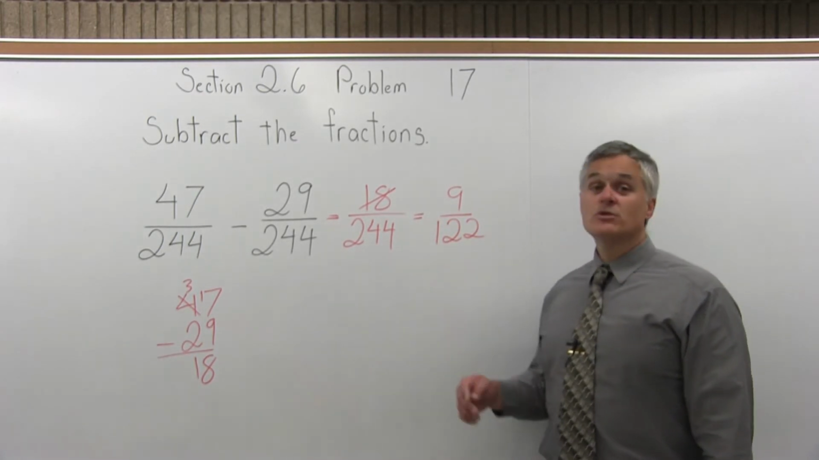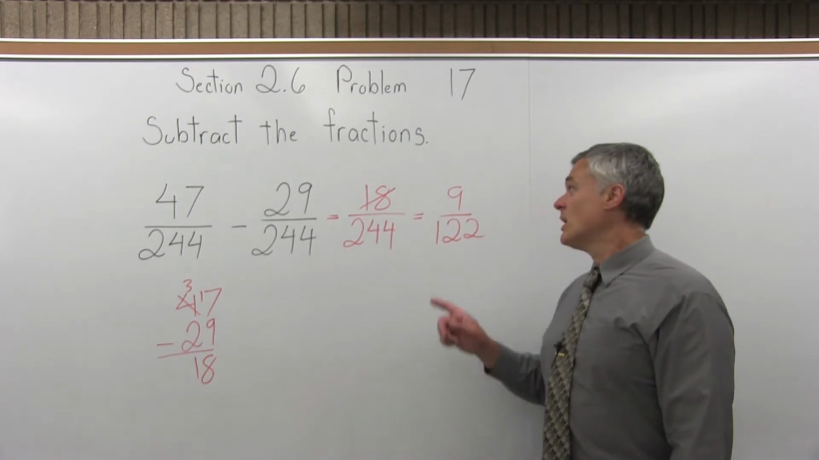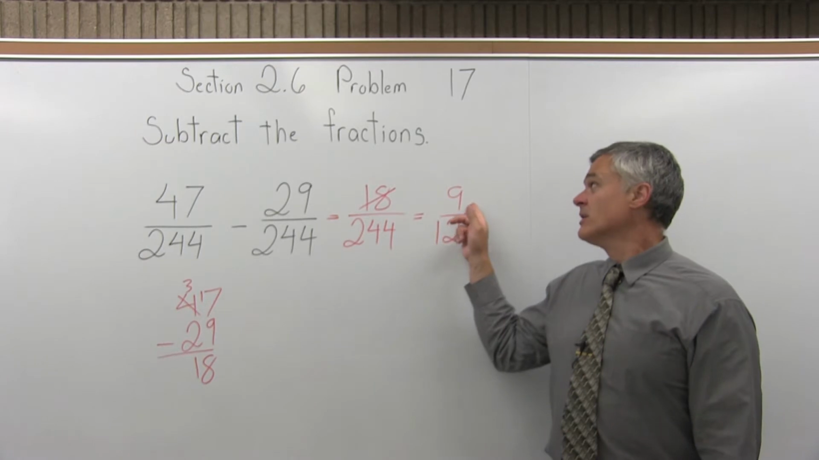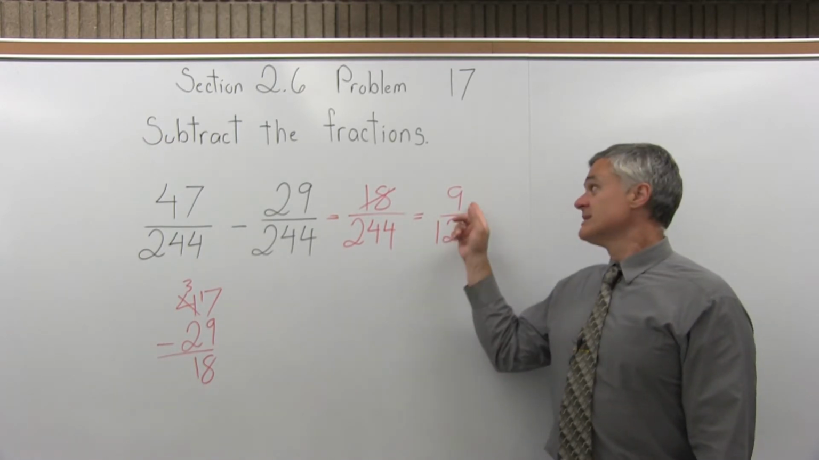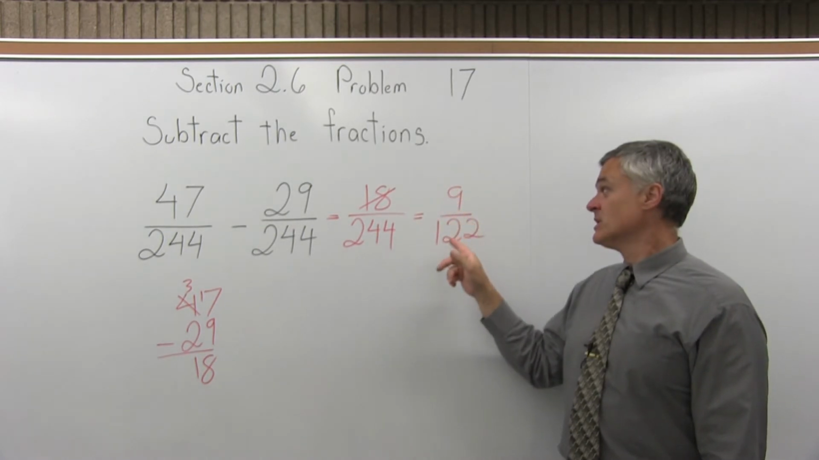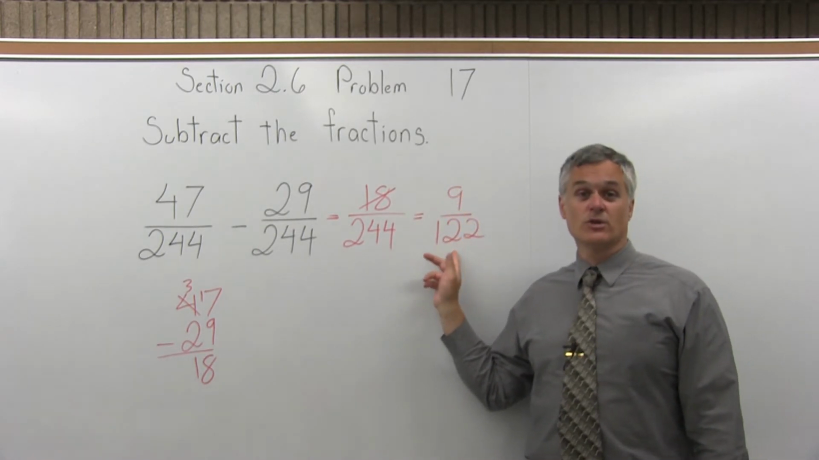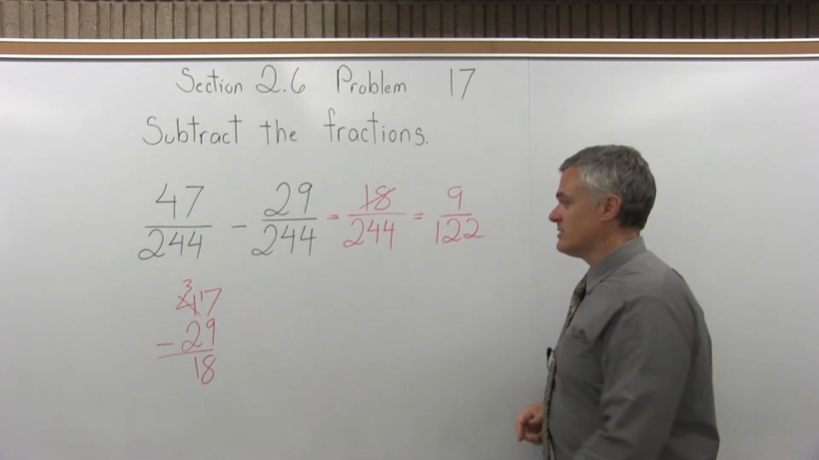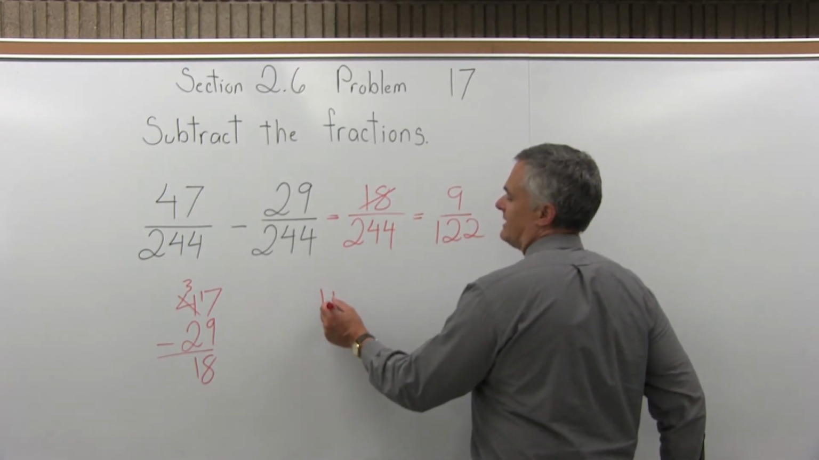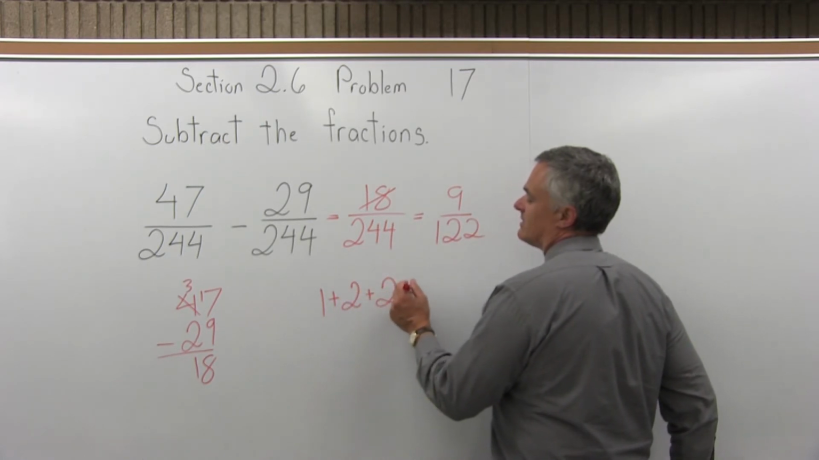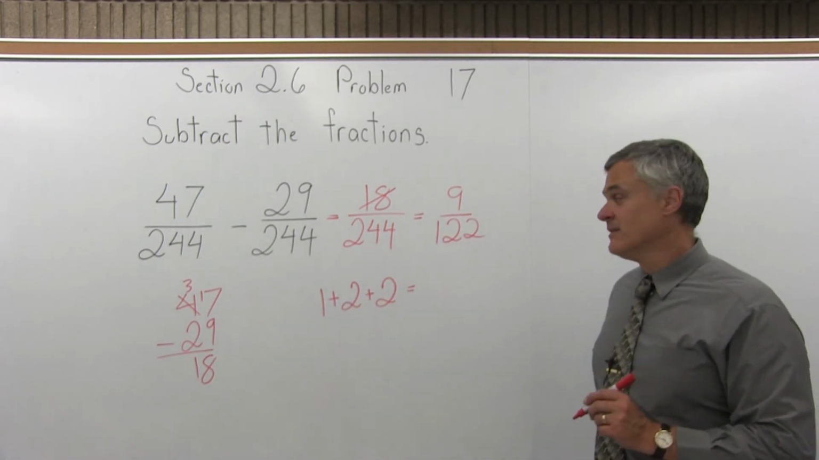Now, can I reduce that any further? Maybe I can. Well, I can't reduce by 2 because the 9's not even. So 2's out. 3 might work. 3 goes into 9 evenly. In fact, the only way to make a 9 really is 3 times 3 with whole numbers. Will 3 divide into 122 evenly? Well, it's tough to tell without actually starting the math. So the trick to do is add the digits of 122 together and see if the result is something that 3 will divide into evenly.